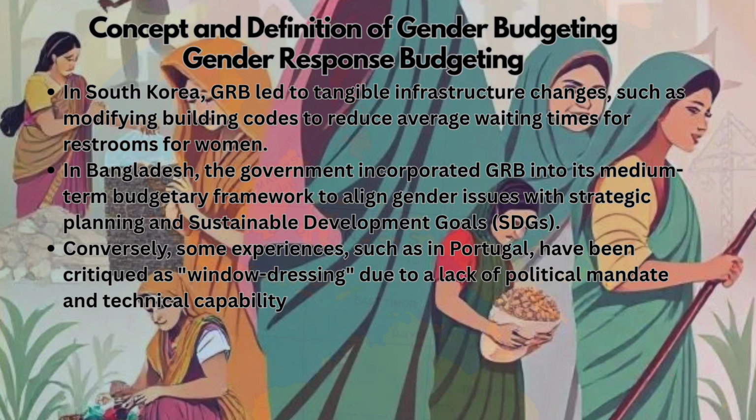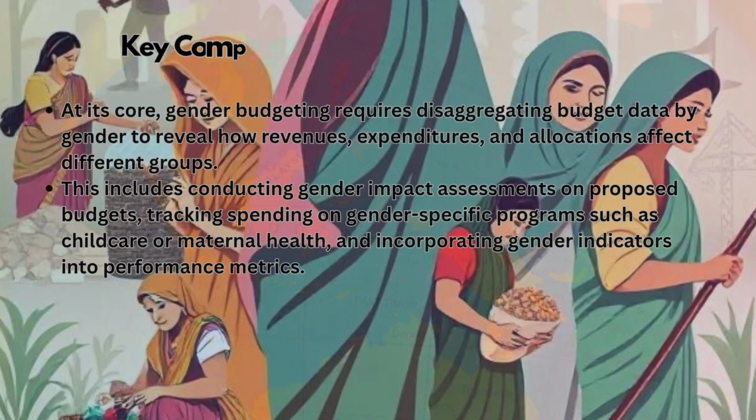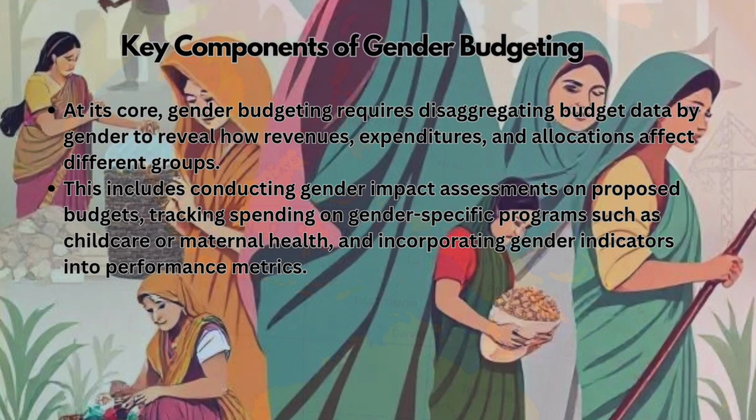Conversely, some experiences, such as in Portugal, have been critiqued as window dressing due to a lack of political mandate and technical capability. Now, if you look at the key components of gender budgeting, we will find that at its core, it requires disaggregating budget data by gender to reveal how revenues, expenditures, and allocations affect different groups. This also includes conducting gender impact assessment on proposed budgets, tracking spending on gender-specific programs such as childcare or maternal health, and incorporating gender indicators into performance metrics.